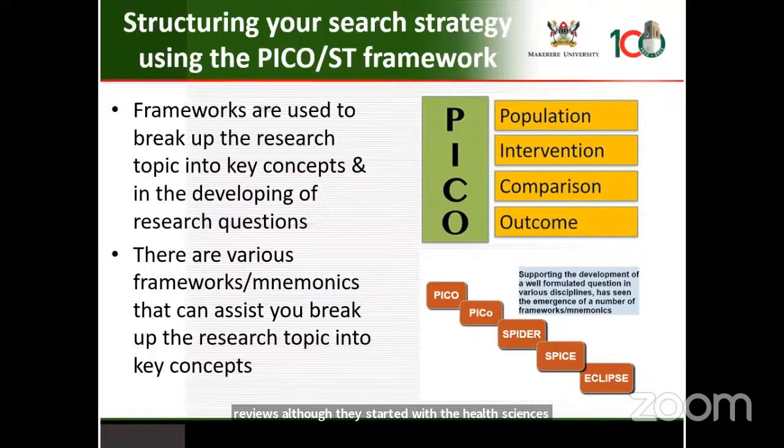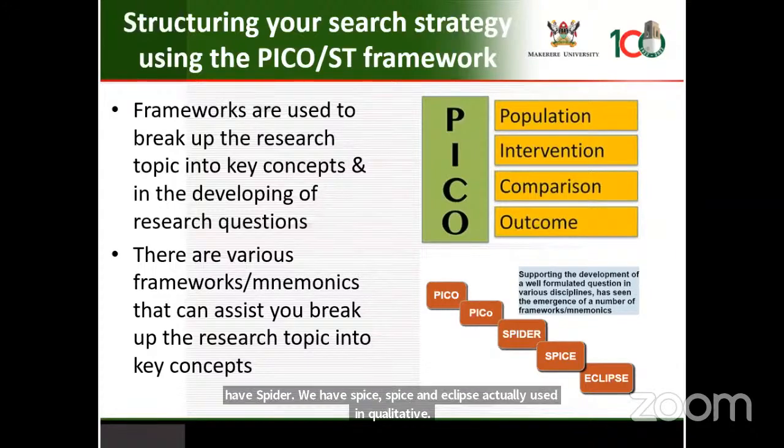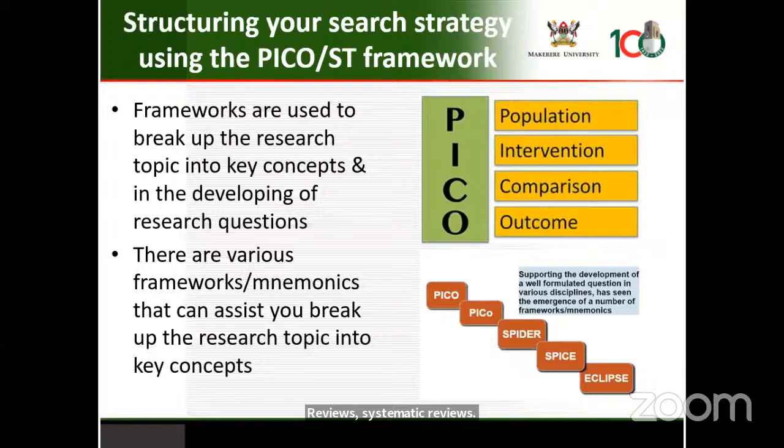Okay. So because of that, other frameworks have come up. So there's what we call PICO, which we already know. That one is used in the health sciences. We have PICo with a small o, and that Co means context. We have SPIDER, we have SPICE. SPICE and ECLIPSE are actually used in qualitative reviews, systematic reviews in other disciplines other than the health sciences. So I hope that question was answered, that systematic reviews can be done anywhere, in any discipline.